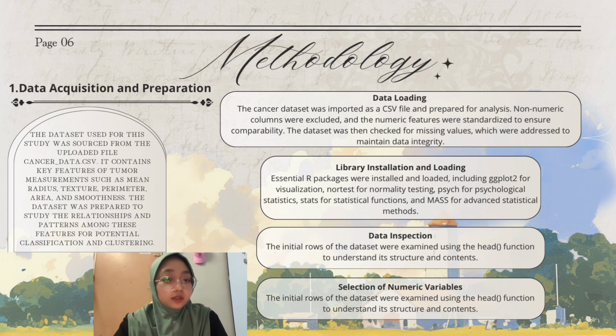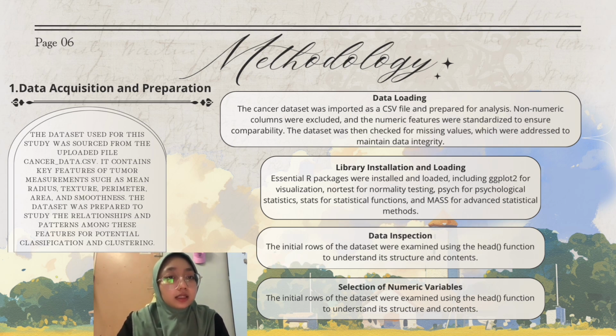For methodology, we need to do the data acquisition and preparation. The dataset used for this study was sourced from the uploaded file, cancer data. It contains key features of tumor measurements such as mean radius, texture, perimeter, area, and smoothness. The dataset was prepared to study the relationships and patterns among these features for potential classification and clustering.